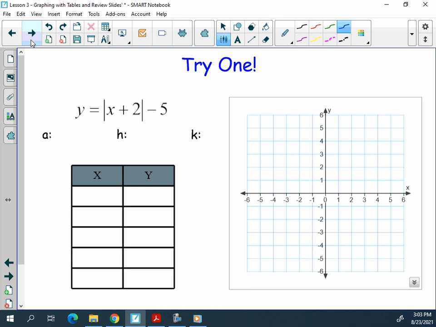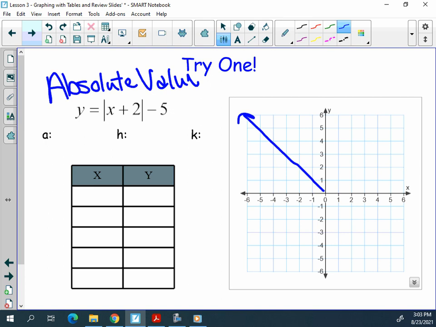Here's our next problem. You should notice right away when you see this equation, it is an absolute value equation. All right, and so with absolute values, here's the initial parent function. It's this perfect V that goes across all our wonderful diagonals with the bottom of the V at (0, 0).